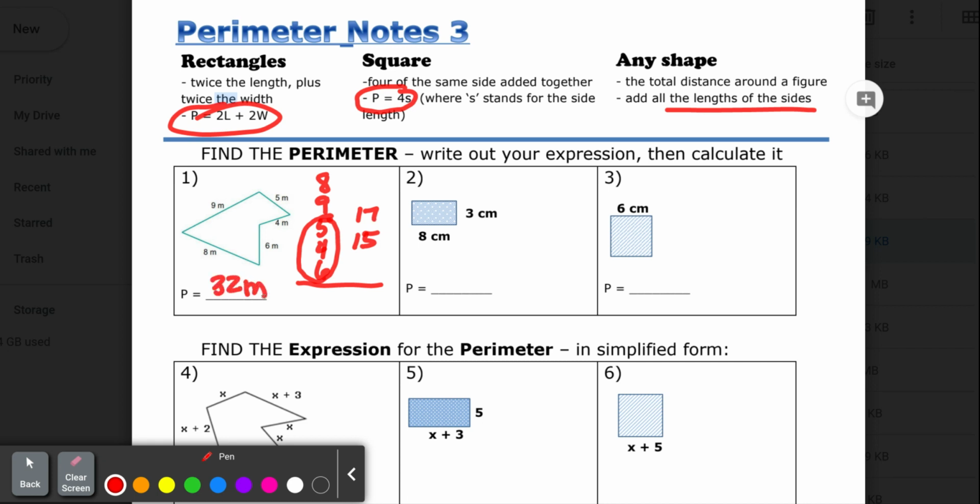Number 2, this is a rectangle. So you can go twice the length plus twice the width. Or if you would just want to add all of them up. So 16 and 6. So this gives you 22 centimeters. Number 3 is a square. So the easiest thing to do here is just go 4 times 6. And that gives you 24 centimeters.